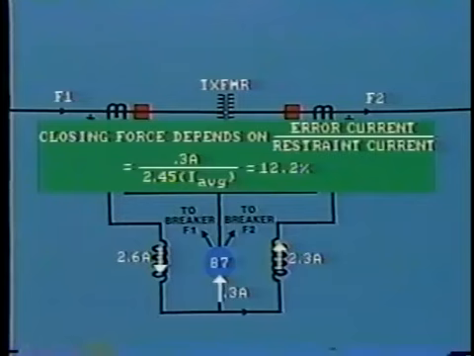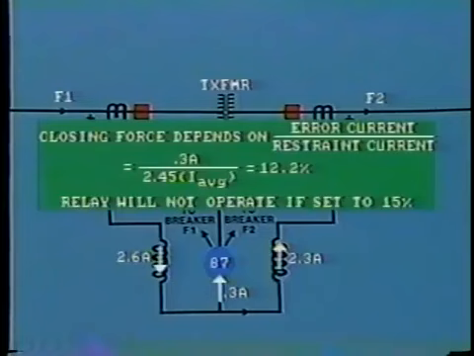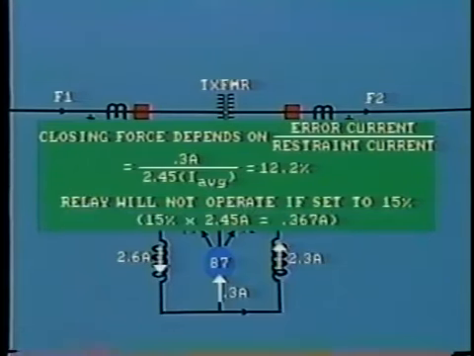In order for the relay to operate, the current in the differential operating coil must be greater than a preset percentage of the current in the restraint coils. If this percentage differential, called slope, is set to, say, 15%, then the relay will not operate. In fact, we would need an error current of over 0.367 amps to make the relay operate.